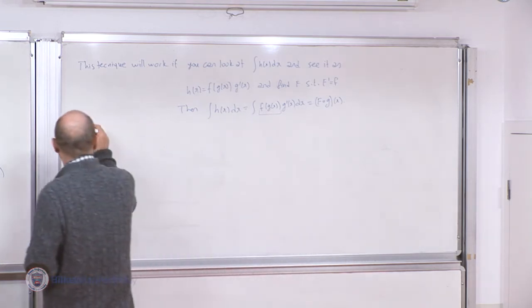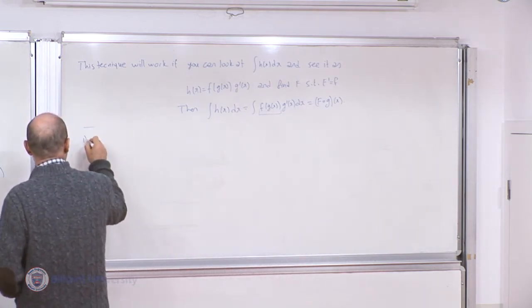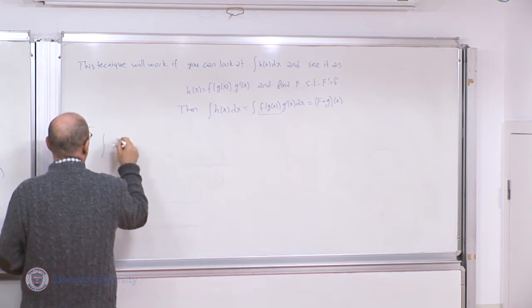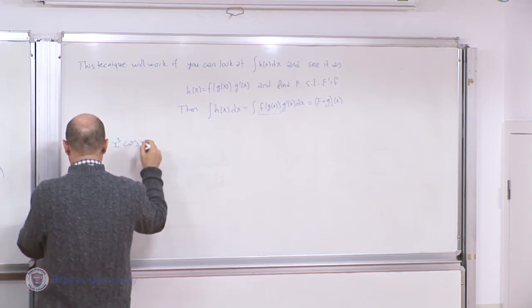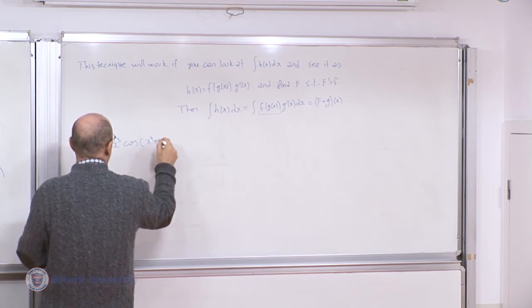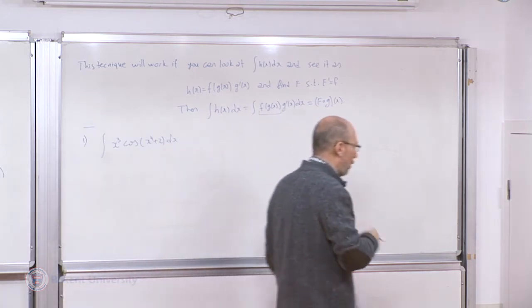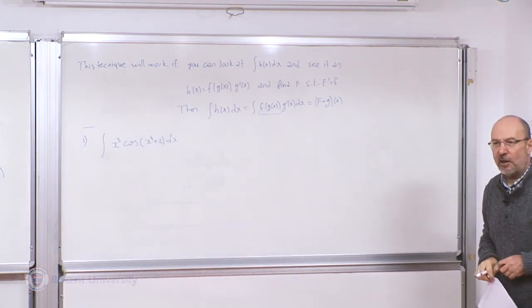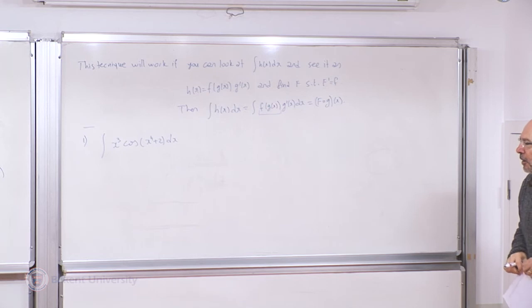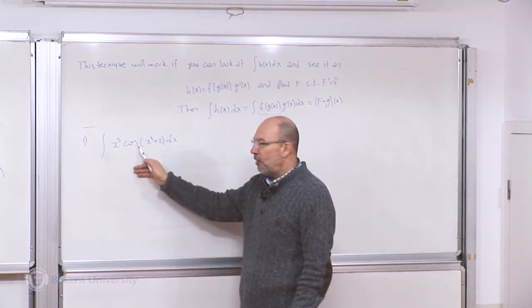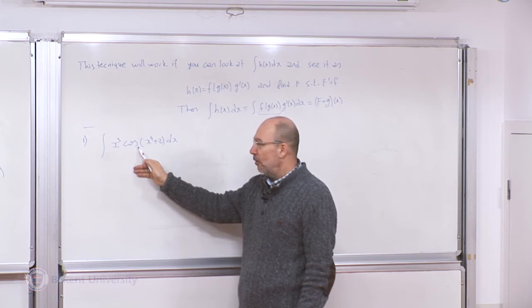So let us do some examples. For example, I'll start with this one. Let's start with easy things. The integral of x cubed cosine of x to the 4 plus 2 dx. Most of the problems we can solve are of this form. Of course, this is not the only kind of problem we face, but there are lots of cases where these things happen. So you know an antiderivative of cosine x.